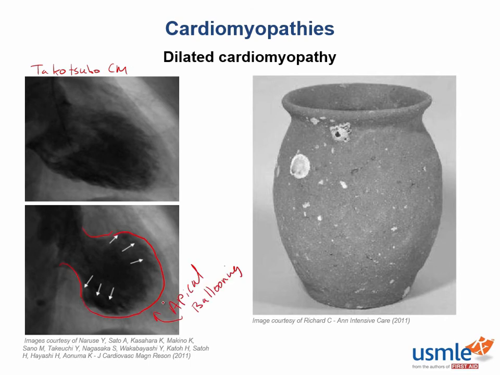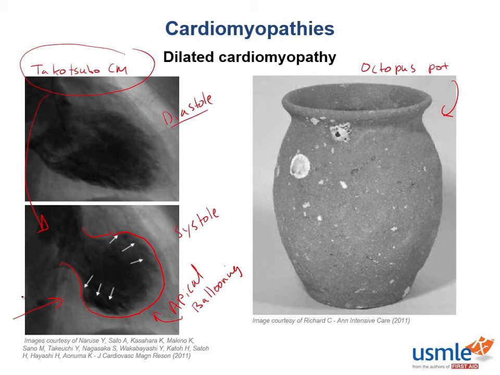Now, the word Takotsubo comes from the Japanese word octopus pot, which is what it resembles, and you can see an example of both of these here. Now, in this bottom image, you can see the apical ballooning. This happens during systole, and this top image here is during diastole, and everything here looks relatively normal.